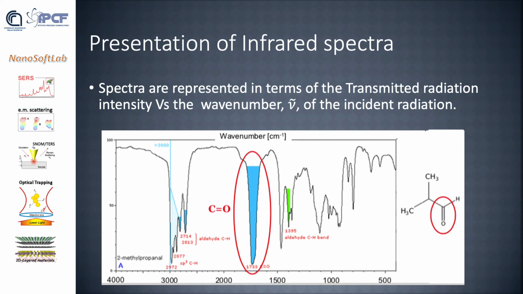Infrared spectra are represented in terms of the transmitted radiation intensity versus the wave number of the incident radiation. Here we can see the absorption spectrum of the 2-methylpropanol molecule, in which we see the vibrational modes as dips, so the light is absorbed and the transmitted intensity detected is smaller. We see the most prominent absorption bands that are the CO modes, and around 3000 centimeters to the minus 1, the CH modes.